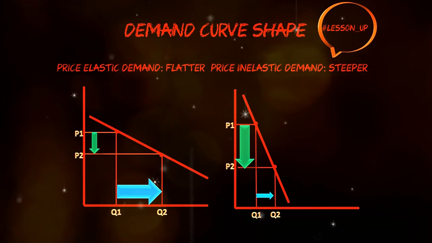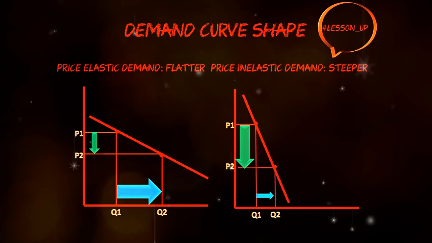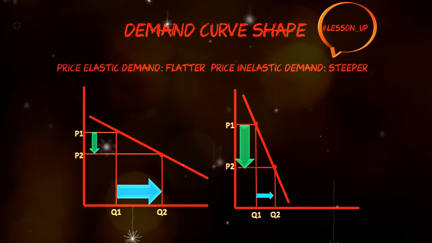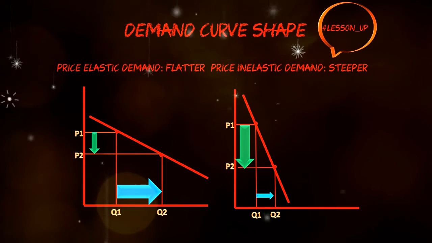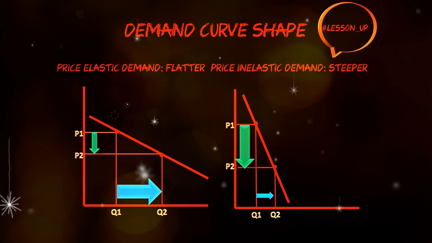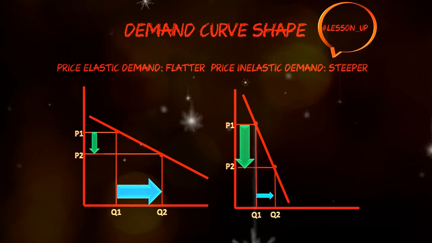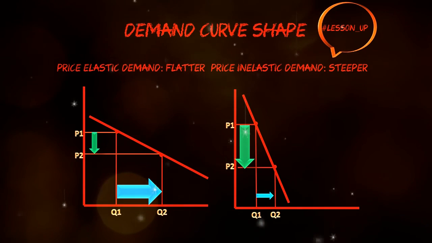So to sum it up, as long as a small change in price is causing a significantly larger change in quantity demanded, we say it has a price elastic demand. And if a large change in price causes a small change in quantity demanded, we say the product has price inelastic demand. So that will be all for price elasticity of demand.